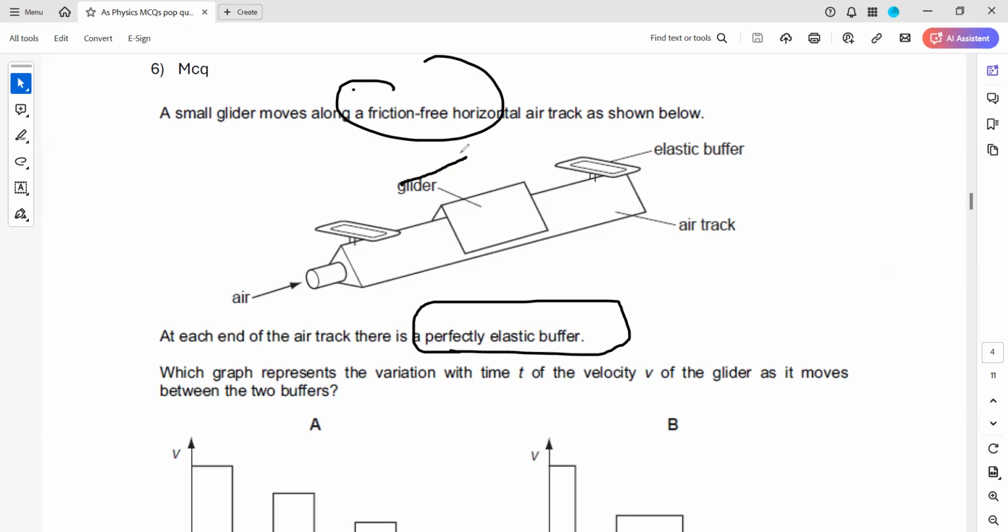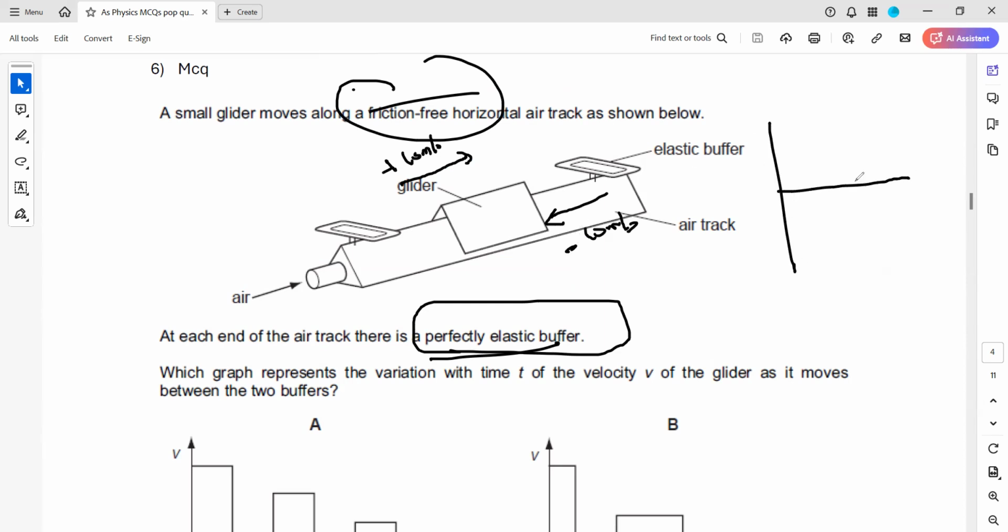So if the glider is moving, say, with a velocity of 10 meters per second, with this elastic buffer, when it bounces back, it will also bounce back with the same speed. There's no loss of energy and there's no friction. So the speed won't change. The only thing that will change is the velocity, because the direction has changed. So one is a positive velocity, the other will be a negative velocity.